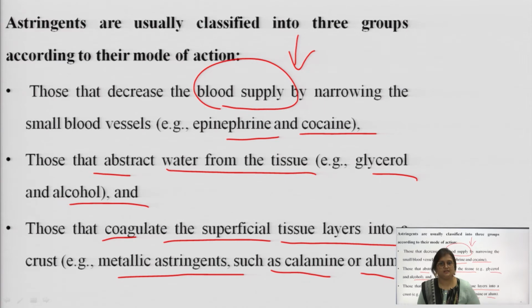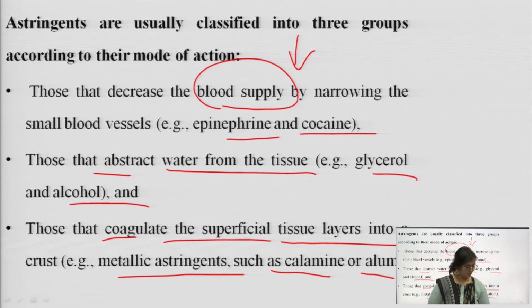The next category of astringents are those that coagulate the superficial tissue layer. That is, these metallic astringents form chelates with the proteins in our tissue, hence leading to formation of a superficial tissue layer or a crust. So these are the modes of action by which an astringent shows its effect.